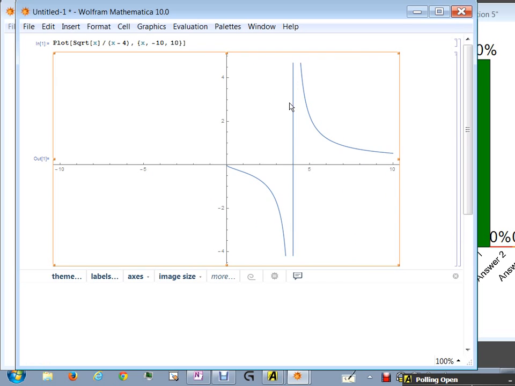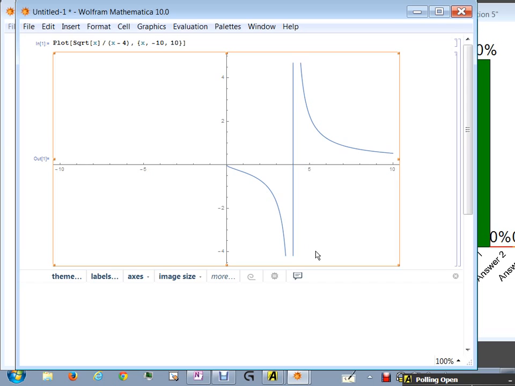Now, this vertical line right here is the computer's inability to handle what's happening at 4. The computer is like, I have no idea what to do, because my function goes like this, and then all of a sudden after 4 it's up here. So what does it do? It draws a line straight up trying to connect the two points. So this is a limitation of the computer. Imagine this is not here.